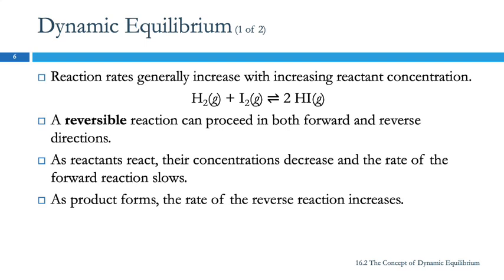So as the reaction progresses, the reactant concentrations go down, and the rate of the forward reaction decreases. While that's happening, the concentration of the products increases, and the products are the reactants for the reverse reaction. So the reverse reaction rate increases, right, as more product is formed. At some point, the reaction rates become equal, and the rate of the forward reaction is equal to the rate of the reverse reaction. And that's the point at which we have what's called a dynamic equilibrium.